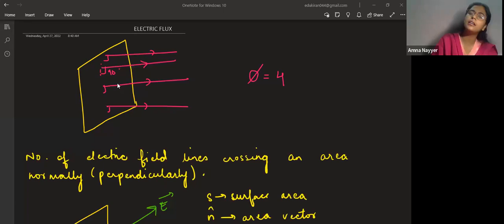We didn't jump to Gauss theorem, and in your assessment also one question came from Gauss theorem as well. So do not worry about it. Gauss theorem, we are going to discuss it to study electric flux. So in electric flux, you have to take the perpendicular to the surface. What do we call that perpendicular to the surface?